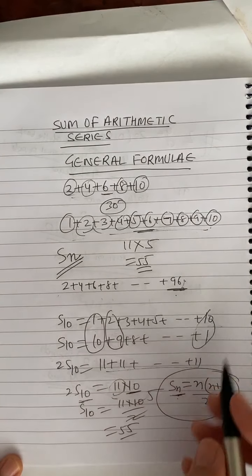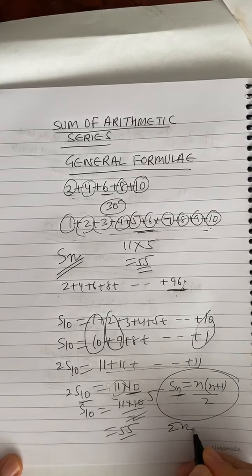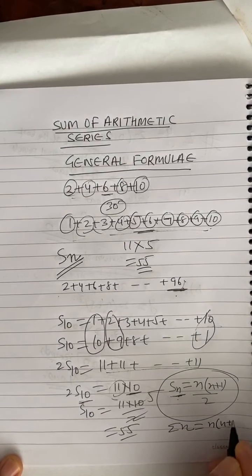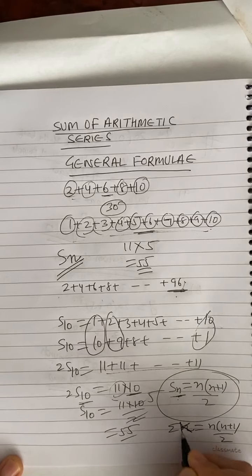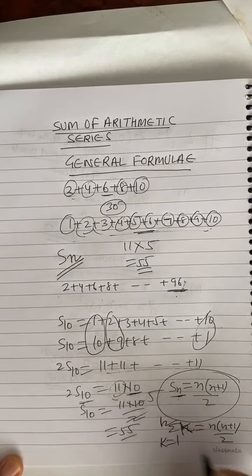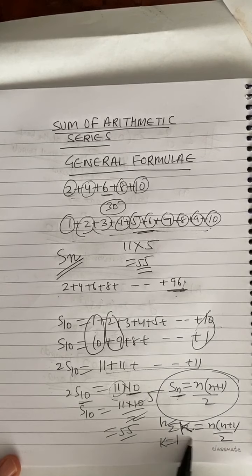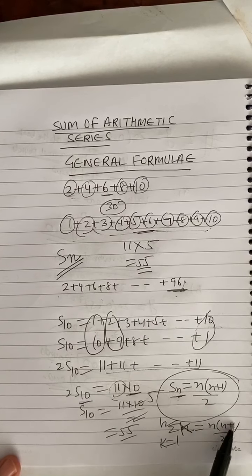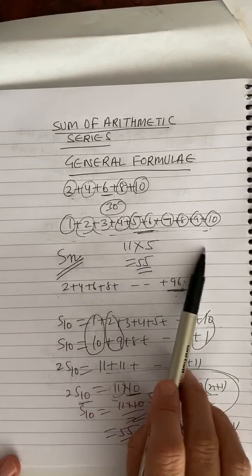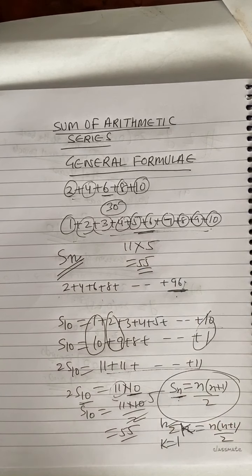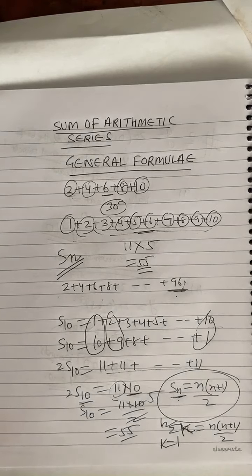You can also represent this as summation of k, where k starts from 1 to n. The formula is n times n plus 1, over 2, and it's worth remembering this formula. So the sum of the first n natural numbers is n times n plus 1 over 2, and it's an arithmetic series. Now I'm going to use the same concept to find a general formula for any arithmetic series.